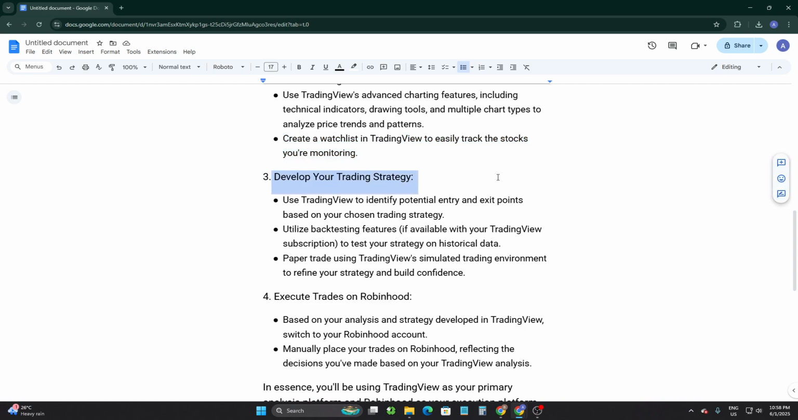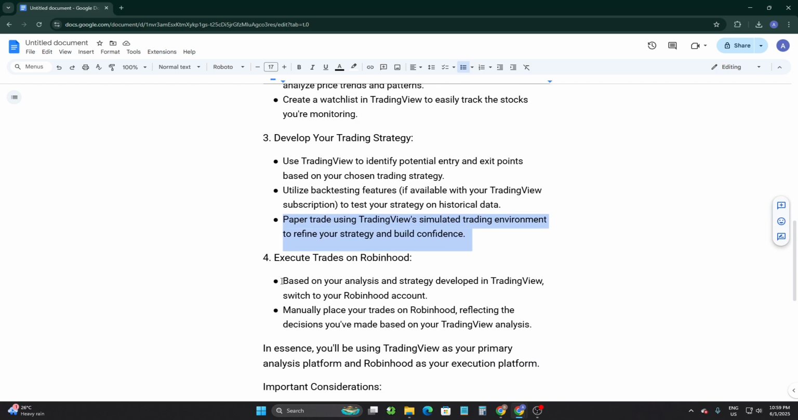Develop your trading strategy. Use TradingView to identify potential entry and exit points based on your chosen trading strategy. Utilize backtesting features, if available with your TradingView subscription, to test your strategy on historical data. Paper trade using TradingView's simulated trading environment to refine your strategy and build confidence.